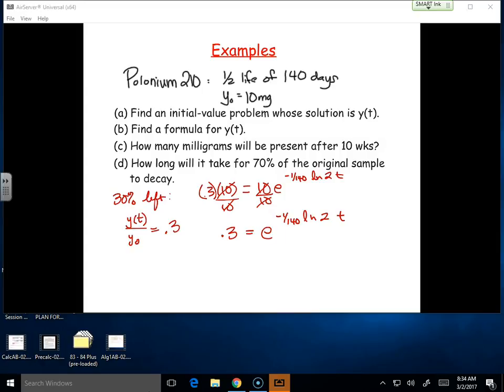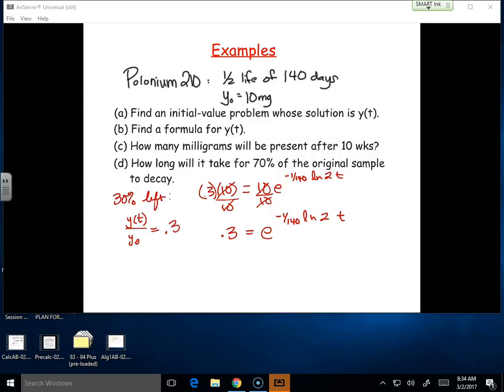Sarah? 0.3 times 10. Oh, how much had decayed? Times 10, yeah. So you could say 0.7 times 10, or 7 has gone away and 3 is remaining. Milligrams.